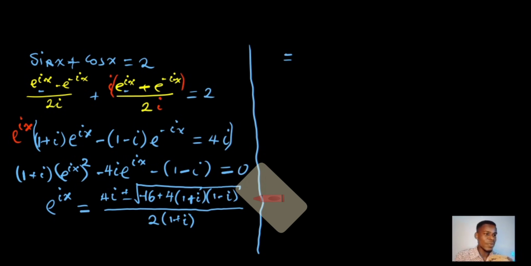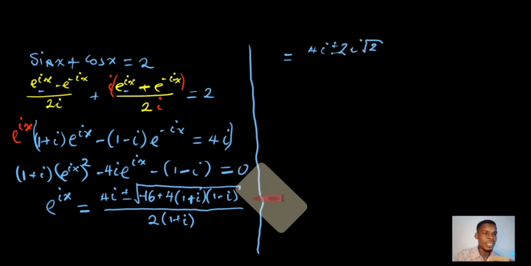So inside here we have 4 times 2, which is 8. Negative 16 plus 8 is negative 8. So up there we're going to have 4i plus or minus the square root of minus 8. But in fact, let's simplify that. That's a lot of simplification in one step.